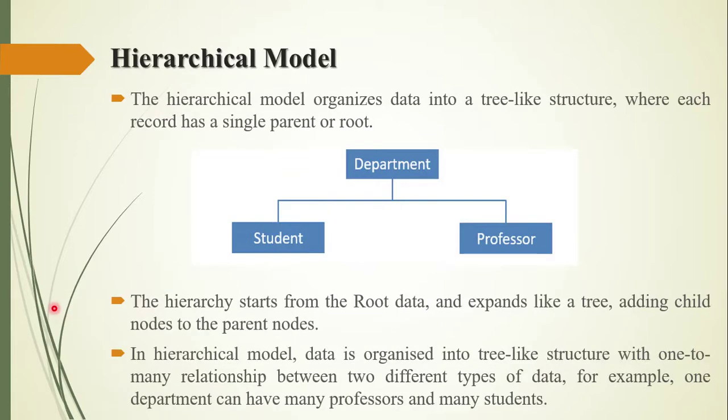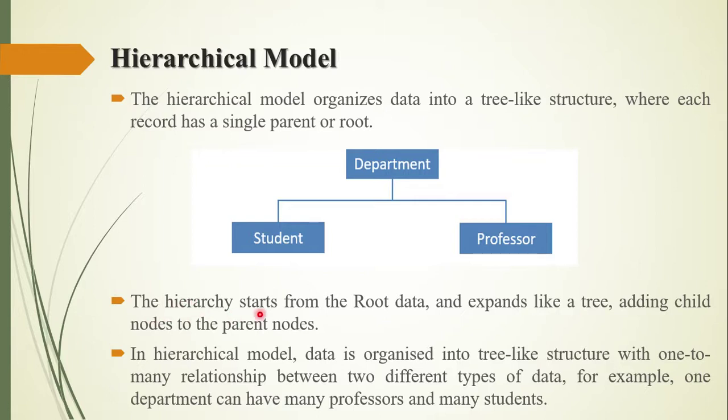Okay, so first is the hierarchical model. The hierarchical model organizes the data into a tree-like structure where each record has a single parent or root. See in the diagram, we have one entity, that is department, and then department is divided further into two parts, that is student and professor. So here department is a parent node or root node, and student is a child node of department, and professor is also a child node of department.